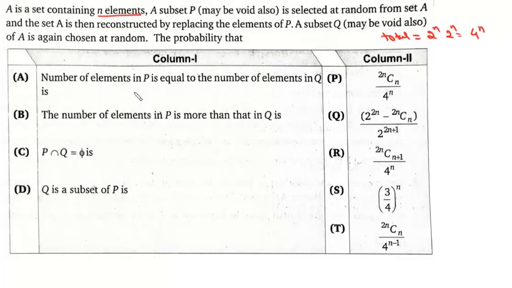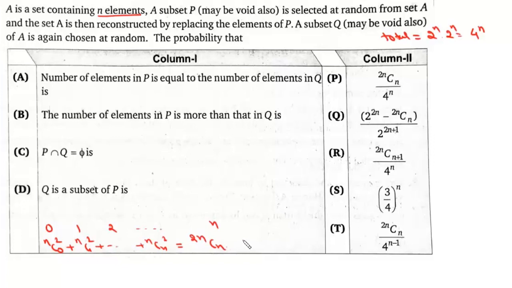Now this first case is the number of elements in P is equal to the number of elements in Q. Either both of them will have 0 elements, or 1 element, or 2 elements, up to n elements. Now if they have both 0, then it will be nC0 square, both 1, nC1 square, up to nCn square, and from the binomial theorem we know that this is nothing but 2nCn.